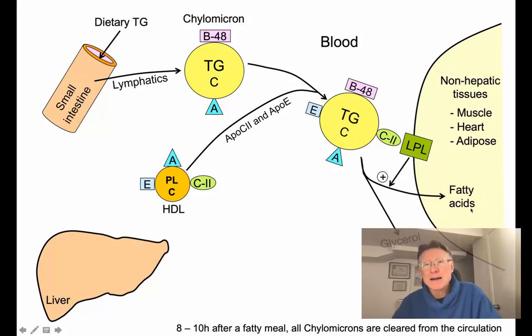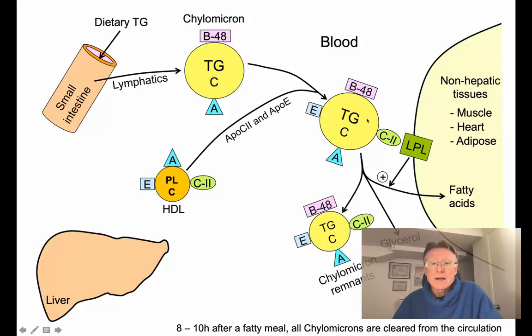But all these non-hepatic tissues can extract these fatty acids from the chylomicron because of the interaction of LPL with ApoC2. And glycerol is released into the circulation, and this can go to the liver, and the liver can convert glycerol into glucose. So it's a process called gluconeogenesis. But the important aspect here is that chylomicrons will donate their content of triglycerides, and once that happens, they become what we call chylomicron remnants. So they are much smaller.